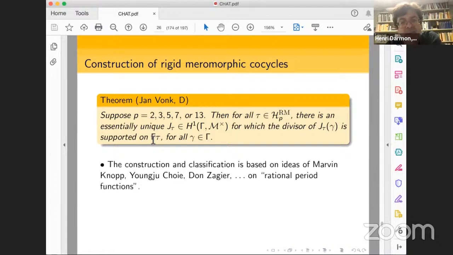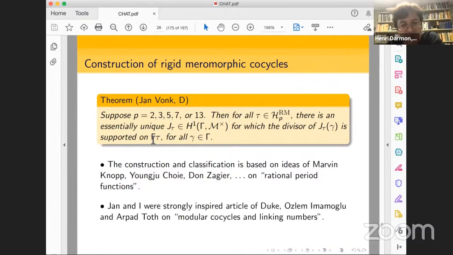And that grew out of ideas of Marvin Knopp, Youngju Choie, and Don Zagier on rational period functions. We can think of these as a kind of p-adic completion of the more algebraic notion of period functions. And in writing down explicit formulas for these cocycles, we were also guided by a work of Duke, Özlem Imamoğlu, and Árpád Tóth on so-called modular cocycles and linking numbers.